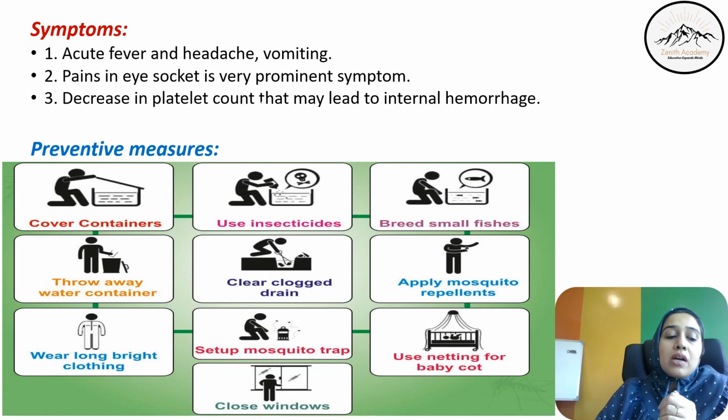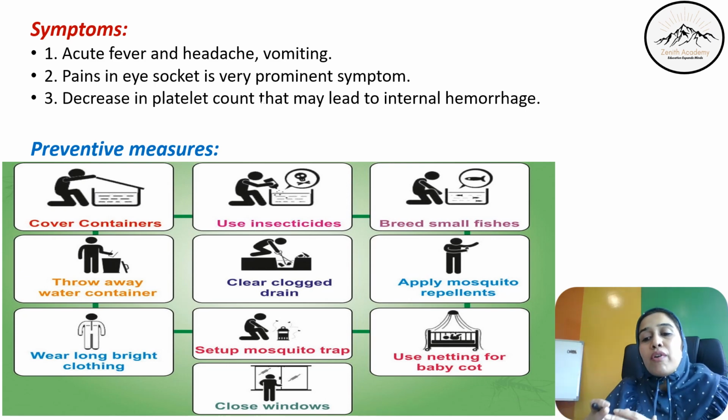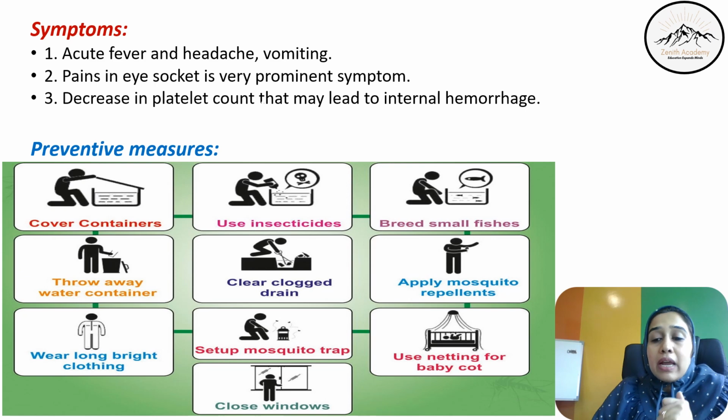Preventive measures are: cover all the storage containers, use insecticides, breed small fishes, throw away water containers. Don't store water for a longer period. It may become a breeding ground for larvae and mosquitoes. Then we should always clean the drain areas, apply mosquito repellents, and wear long and bright colored clothing, because dark colored clothing attracts insects towards us, mainly mosquitoes.